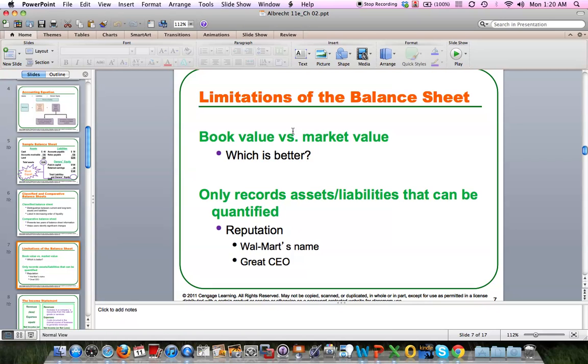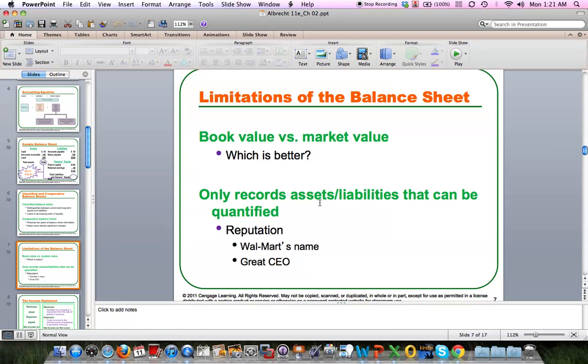Limitations on the balance sheet. Most assets on a balance sheet are recorded at their book value, which is historical cost. Historical cost is what we paid to acquire an item minus depreciation. And we'll talk about what depreciation is in the future. Certain assets on the balance sheet are valued at their market value. Investments and inventory would be prime examples of those. We'll talk a little bit about both as we move forward.